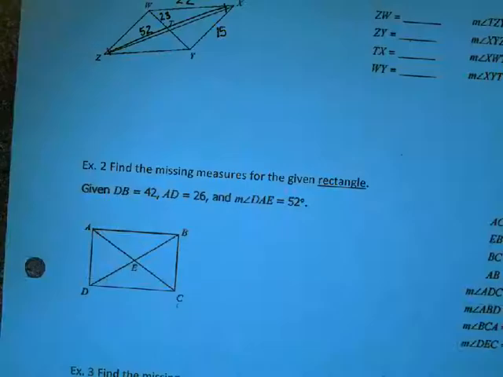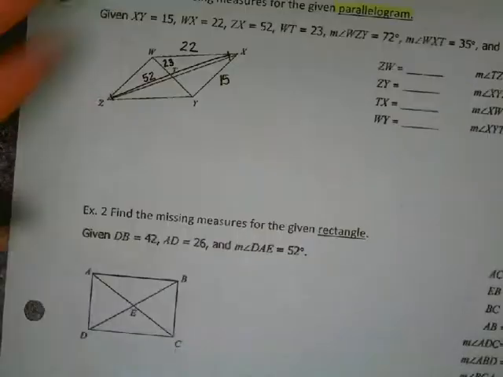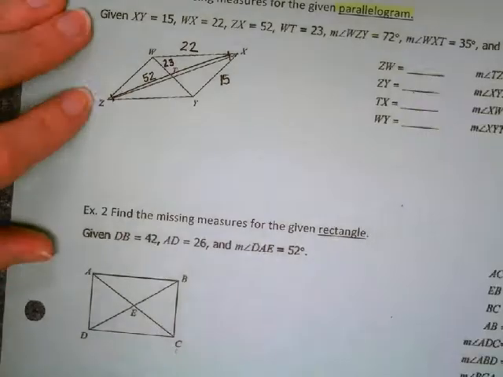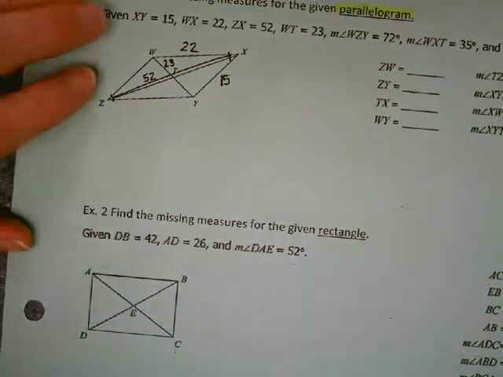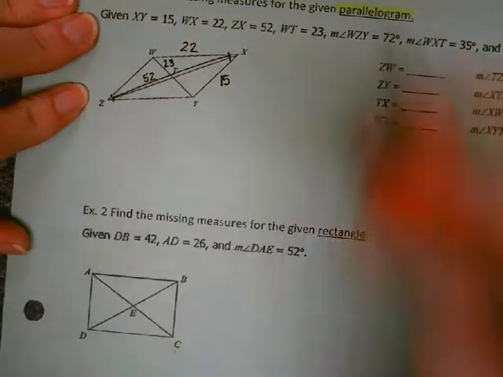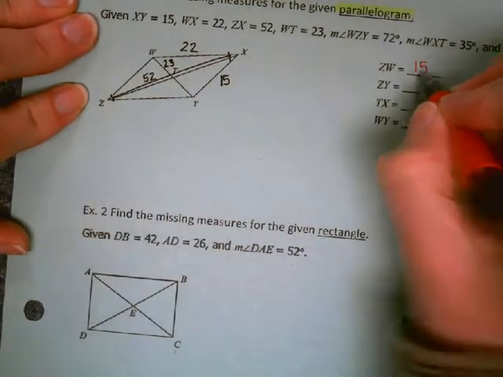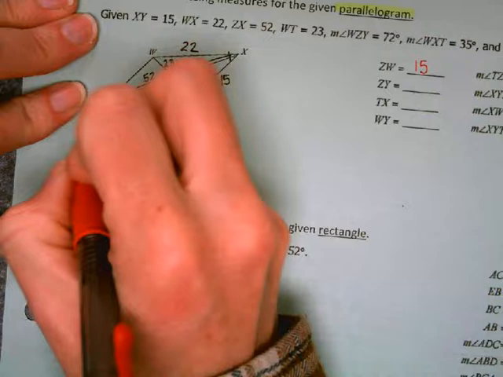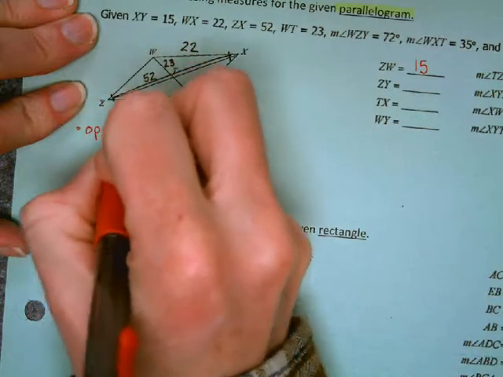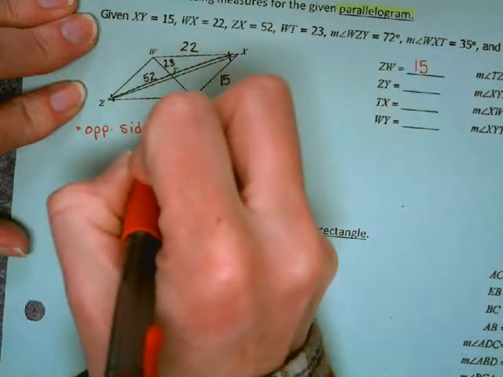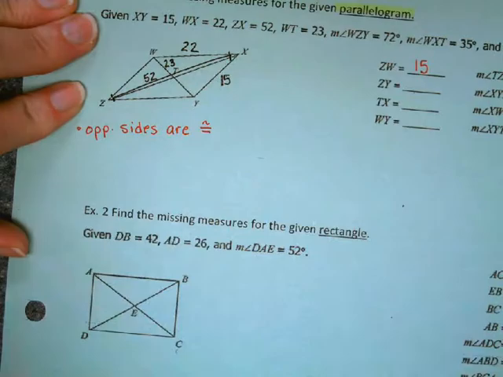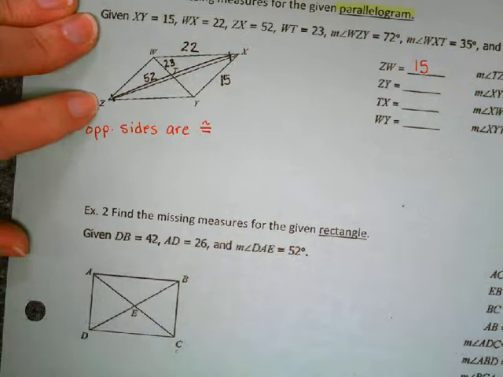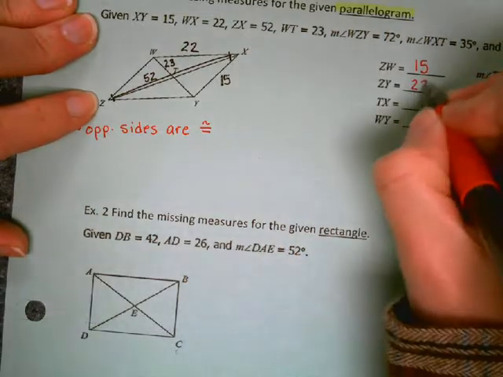Okay? So, in this picture, ZW is the left-hand side, so ZW should match the right-hand side. So this will be 15, because opposite sides are congruent. Okay, so ZY should be 22. Again, opposite sides are congruent.